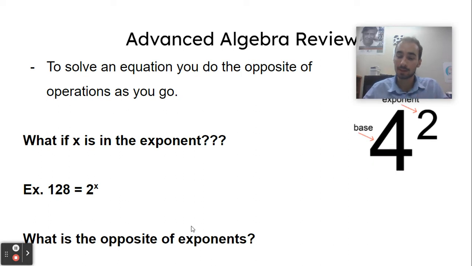But there's a problem that would screw over most adults in America. If the x was in the exponent, you didn't know what the exponent was, how would you solve it? For example, like 128 equals 2 to the power of x. What would you do? You may be screwed because you don't know the operation. You may be thinking square root, but that's only if a 2 is in the exponent. Right now we have an x in the exponent.